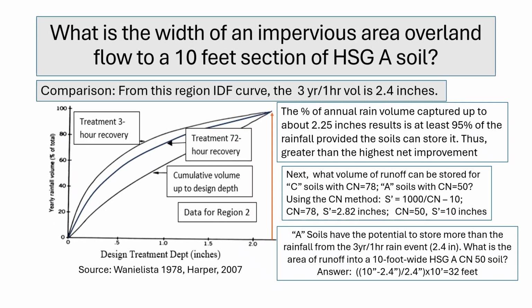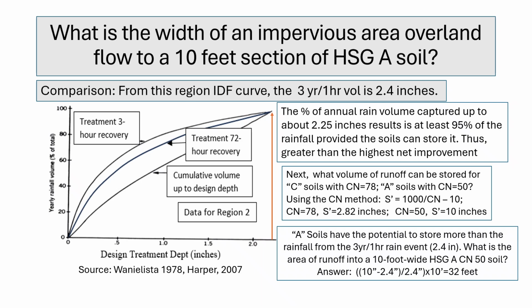Our primary goal in managing stormwater is often to capture and infiltrate runoff. We've found that capturing the annual rain volume up to about 2.25 to 2.4 inches, which corresponds to typical 3-year 1-hour storm events in many regions, results in at least 95% annual capture effectiveness, provided the soils have the capacity to store that water. Hydrologic soil group A soils, or A soils, are particularly effective because they have the potential to store more water than what falls during a significant rain event, such as a 3-year 1-hour storm that might produce 2.4 inches of rainfall.